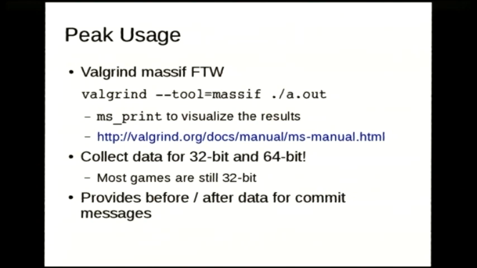And as in all things memory related, Valgrind for the win. In particular, the Massif tool gives really good information about exactly how much memory is used at any point in time by the application. There's two things about it that are kind of important for this case. One, you really want to collect data for both 32-bit and 64-bit if you run in both environments.